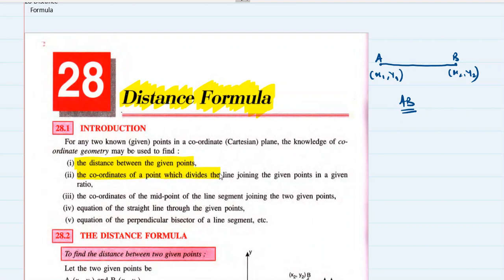The coordinates of a point which divides the line joining the given points in a given ratio, that is section formula, which you will learn in class 10. The coordinates of the midpoint of the line segment joining two given points, again in class 10. Equation of a straight line through the given points in class 10, and equation of a perpendicular bisector of a line segment. Okay, so out of all these uses of coordinate geometry, we are going to focus on the first use, that is the distance between two given points.